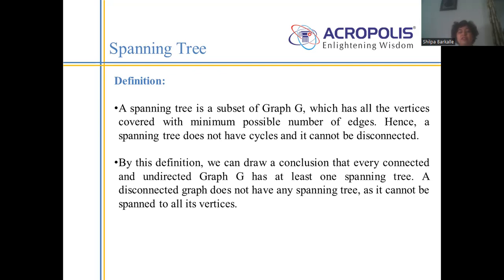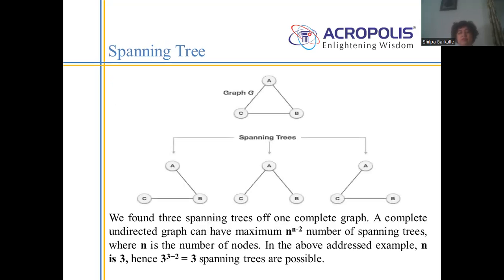Also, the spanning tree does not have any cycle, and at the same time, it cannot be disconnected. Thus, the name tree, because a tree is a graph which does not have any cycles, but it cannot be disconnected. So let us look at this example. We have a complete graph here, and from this graph, we can make three different spanning trees. So from this example, it is clear that a given graph can have more than one spanning tree.